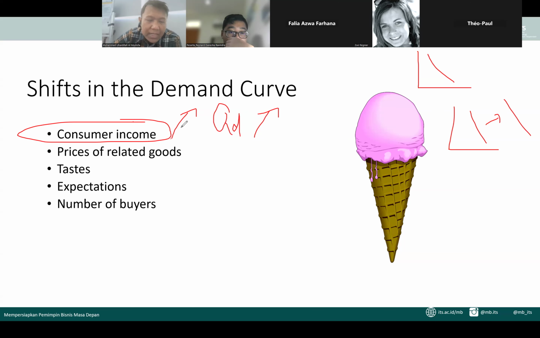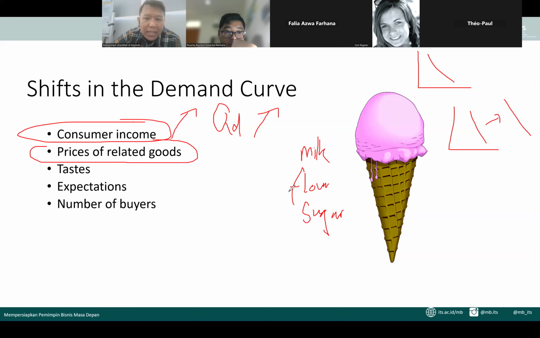Okay, let's try to look at, for example, the price of related goods. What makes up ice cream? Let's say that we need milk, we need flour, we need sugar. These are the related goods to the ice cream. Let's say that the price of milk has increased. What will happen to the price of ice cream?